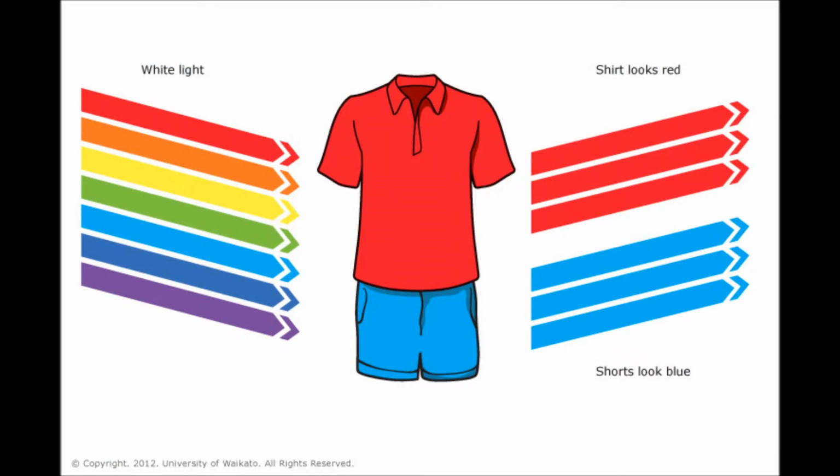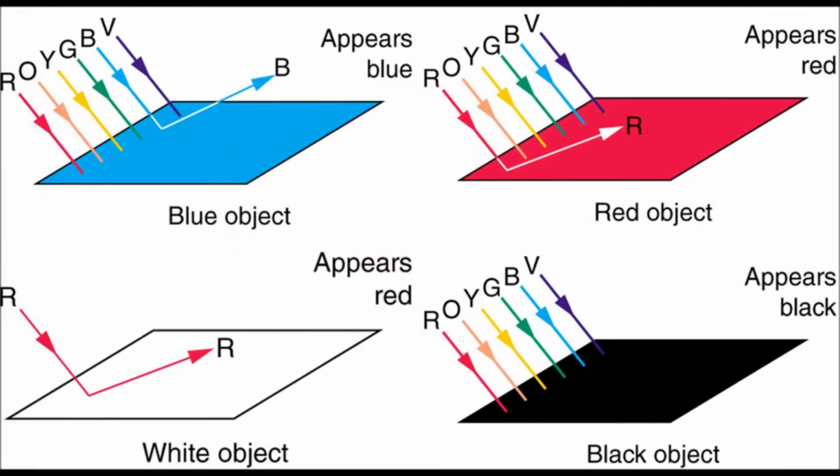Now dye, like in clothes, can act as a filter too. Blue dye, in these shorts, filters out everything but blue, sort of soaking up the rest. Shorts then only reflect blue light. The same goes for the red shirt, or orange, yellow, green, indigo, violet, and all the colors in between.